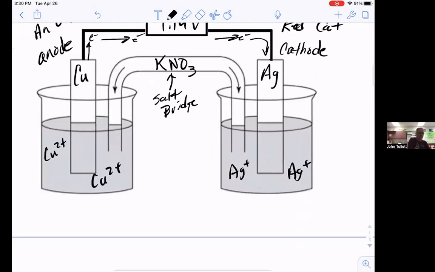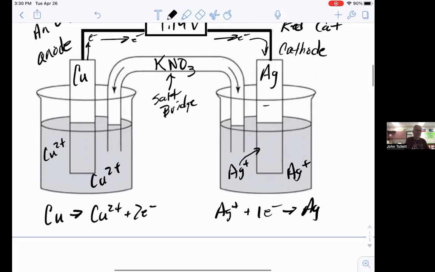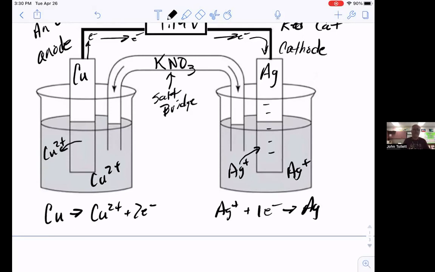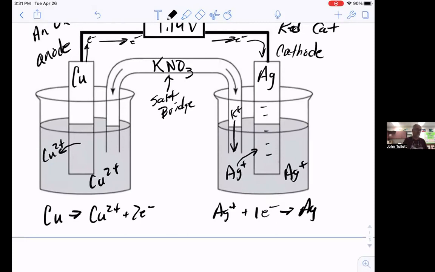So if I were to write my half reactions here, I've got elemental copper going to the cupric ions and 2 electrons. And over here I have the silver ions adding an electron to produce silver. So what's happening here is the silver ions are precipitating on here as this becomes more negative from the electrons. This losing electrons, the copper is popping off into solution and producing copper ions. To maintain cell neutrality, the salt bridge is actually going to dump ions in there. So in this case, I'm losing positive charges, so the potassium ions are going to dump in here to keep it positive.